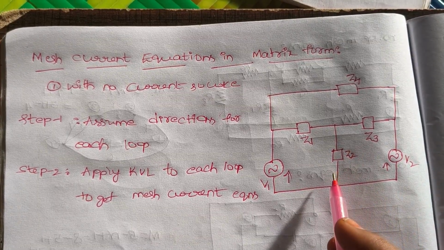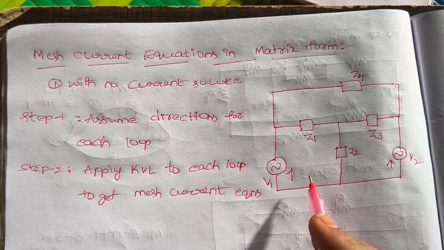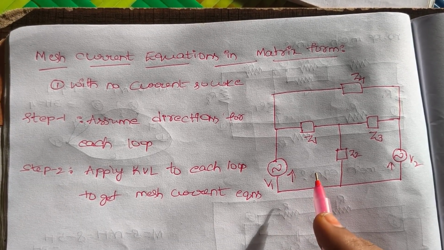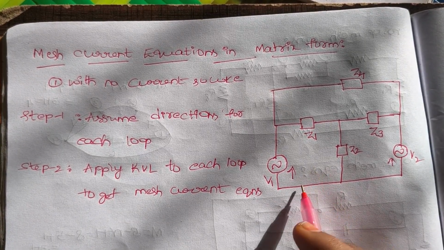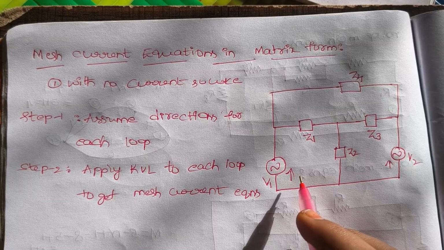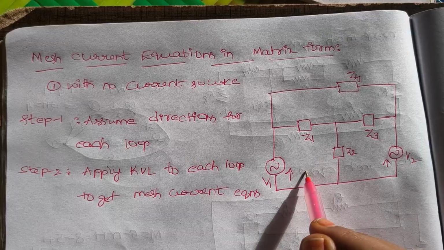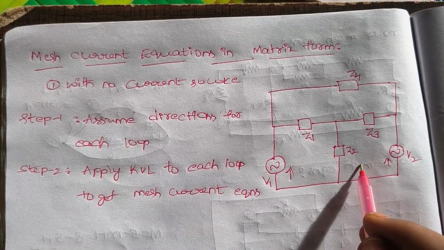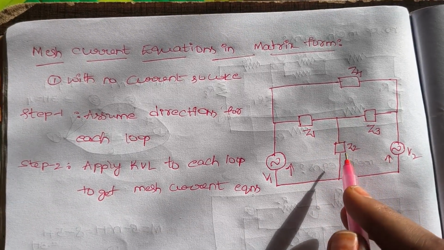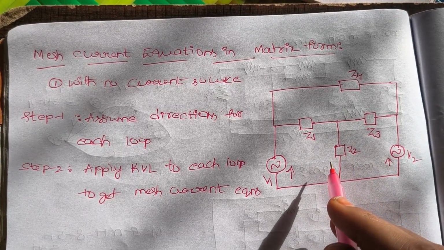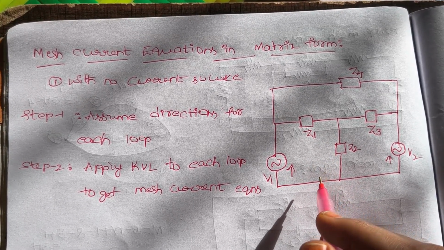We already know about loop or mesh. These are two different names, but the meaning is the same. It is nothing but a closed circuit or a closed path. Here in this circuit, this is one closed loop, this is another closed loop, and this is also another closed loop. So in this circuit there are three closed loops, three meshes. For these three meshes, we have to find the mesh currents.